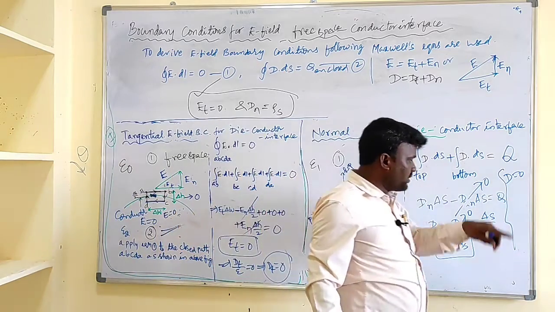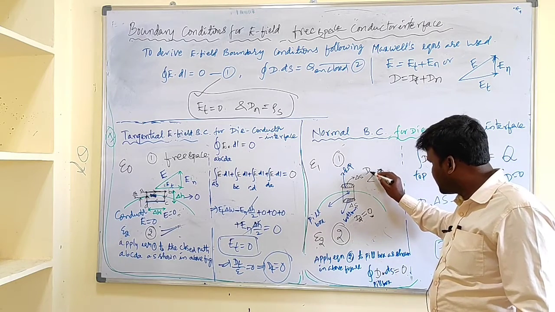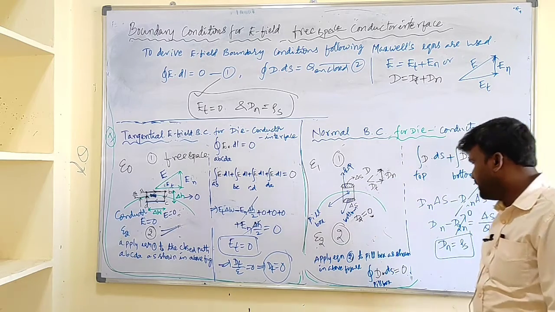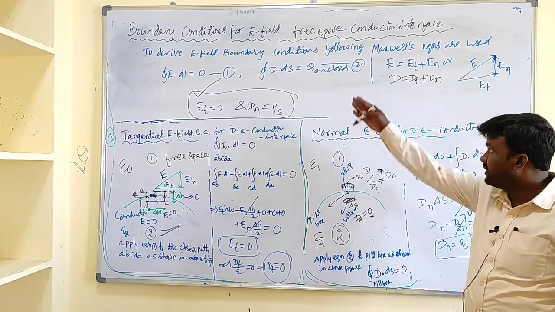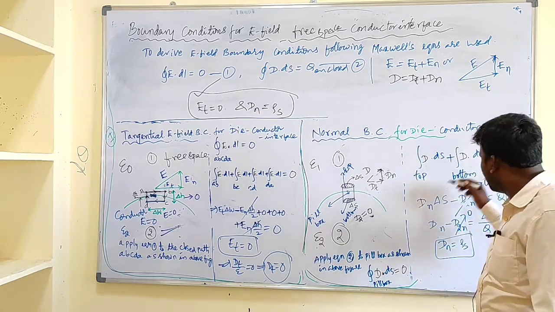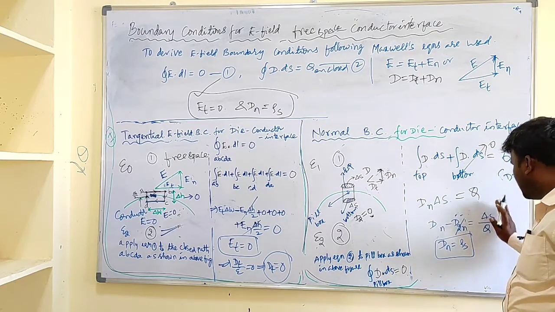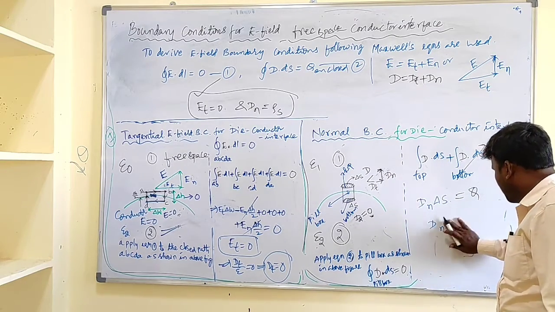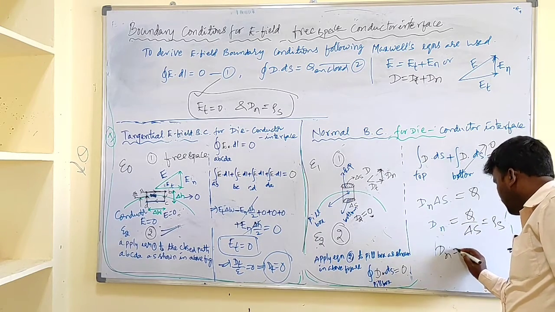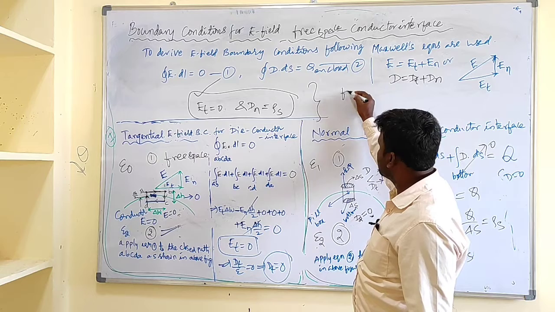Next, coming to the normal boundary conditions. As we have only one component, instead of D1 we take Dt, and this one is Dn. Now apply equation 2 to the field box to derive the normal boundary conditions. For the second medium it becomes 0, so Dn delta S equals Q, that is Dn equals Q by delta S, that is rho s. It implies Dn equals rho s.